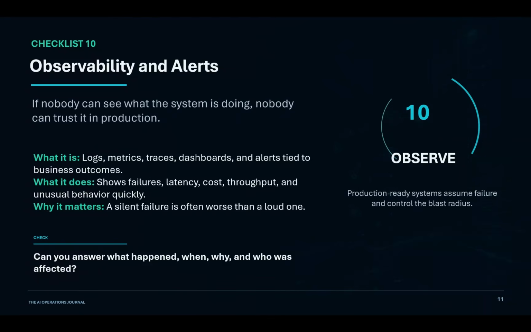He got his information, tried to connect to CRM, and the CRM was down temporarily. So you have full visibility over failures, latency, costs, throughput, and any unusual behavior. And the question you have to ask yourself for now: if something happens, can you answer what happened, why, and who was affected? If you can, then you have enough observability and alerts in place.